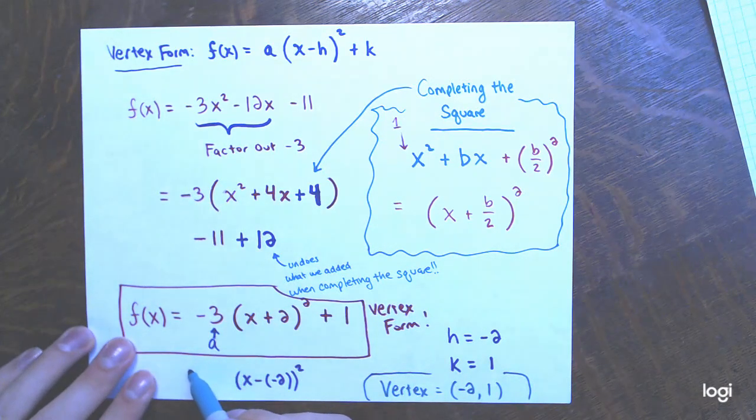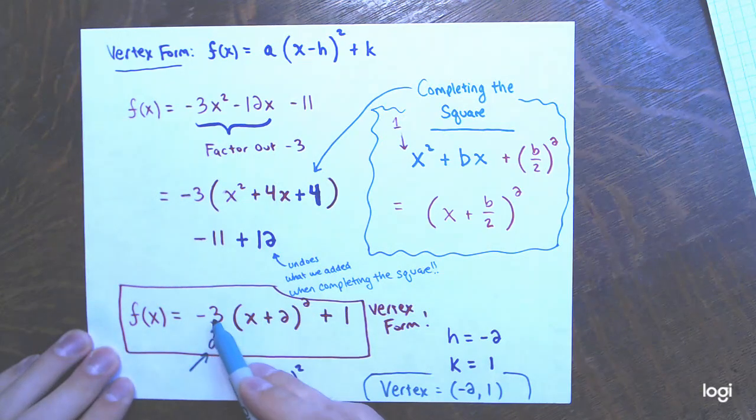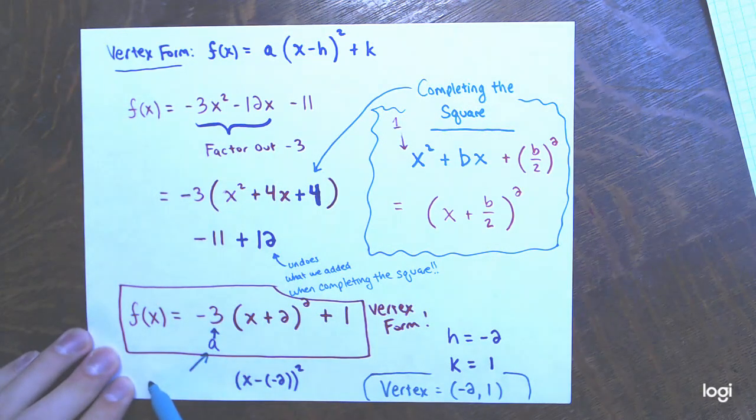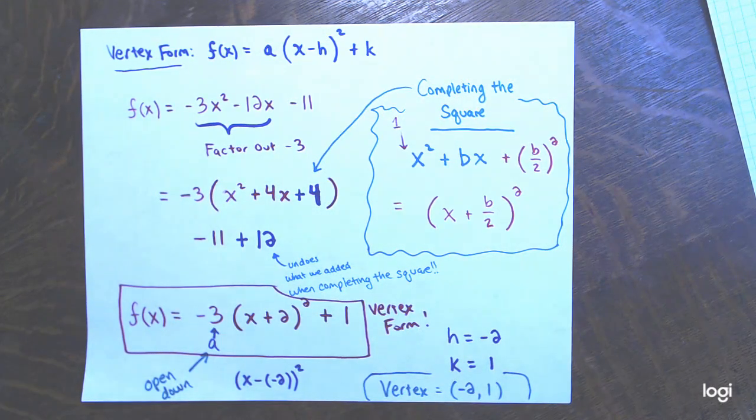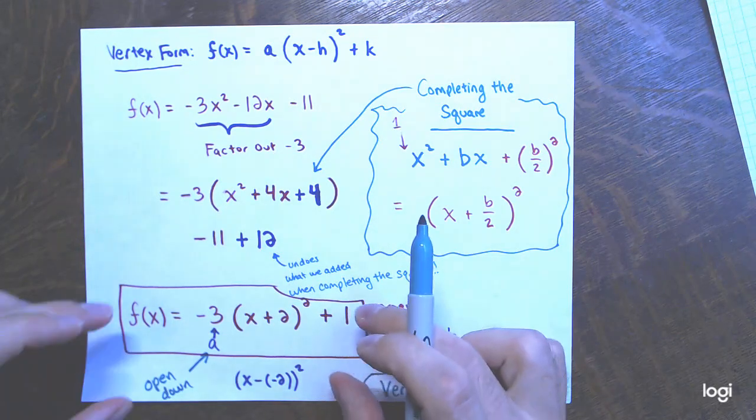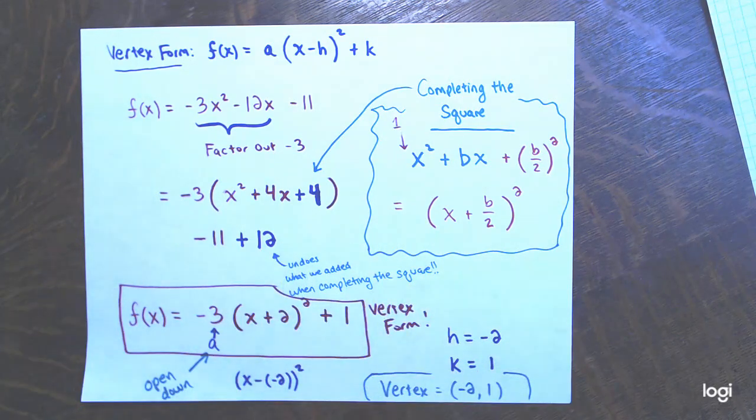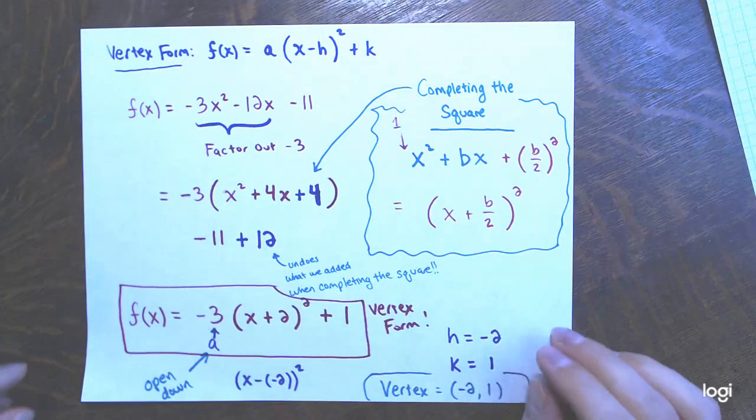And additionally, because a is a negative number, a is negative 3, the parabola will open down. We're going to see that as well in my graph. But I'm going to put this vertex form back on my graph paper.